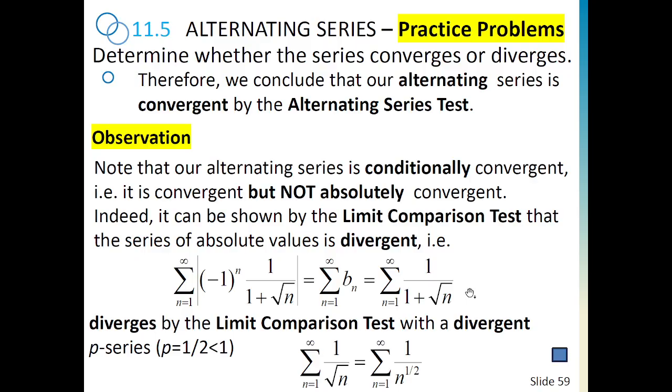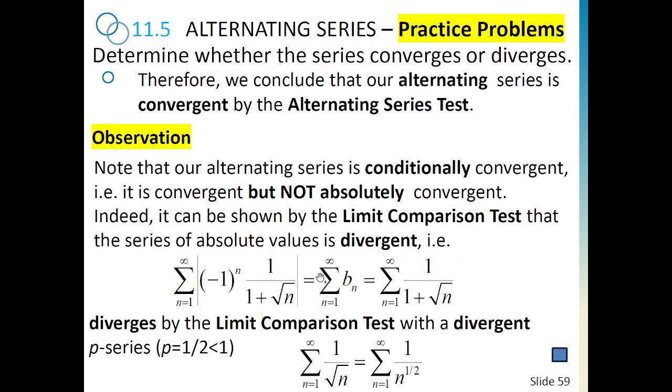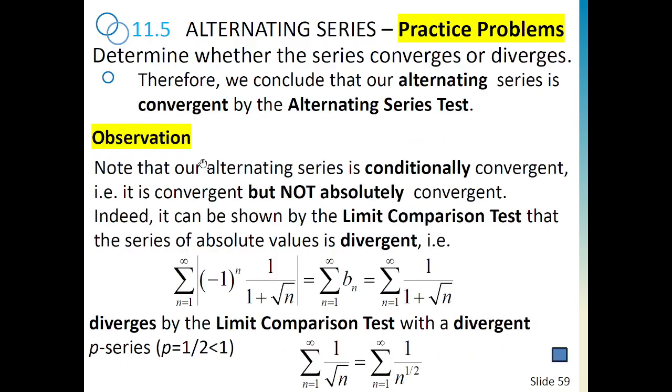In that situation, what we proved is that the alternating series is convergent by the alternating series test, but the series of absolute values is not convergent, it is divergent. Therefore, our original series, this one here, is only conditionally convergent. So it's not absolutely convergent, it's only conditionally convergent, because the series of absolute values is divergent, unfortunately, by the limit comparison test. So the work needs to be done here.